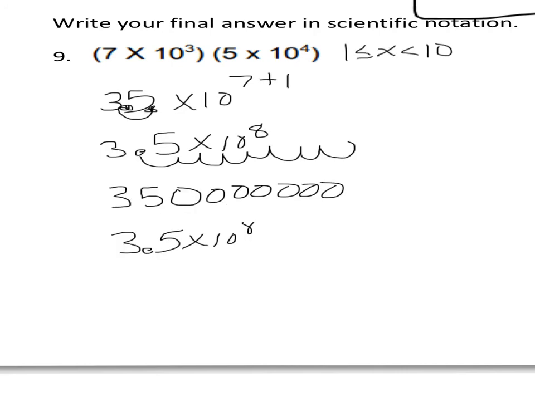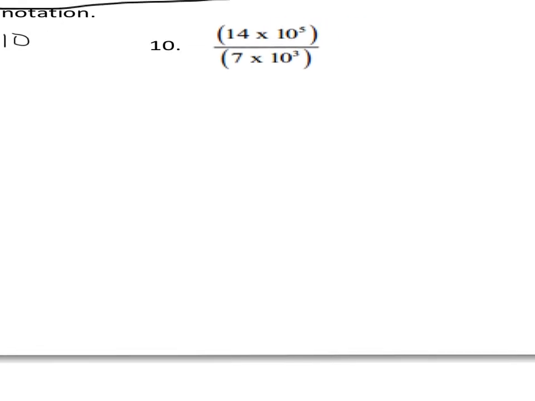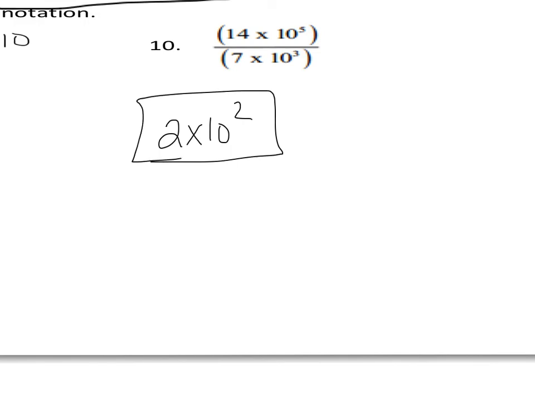Okay? Let's look at another example. So here, just do 14 divided by 7, 2. 10 to the 5th divided by 10 to the 3rd is subtract. What's 5 minus 3? 2. So you have 2 times 10 to the 2nd. Done. Okay, let's look at the last one.